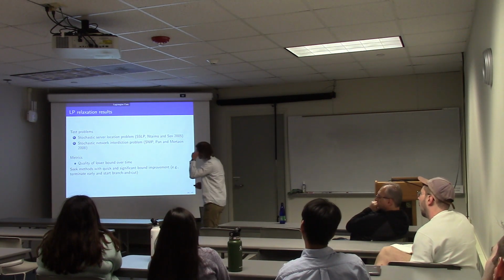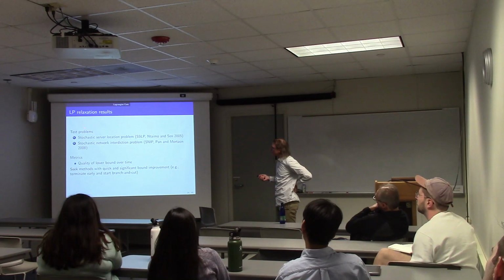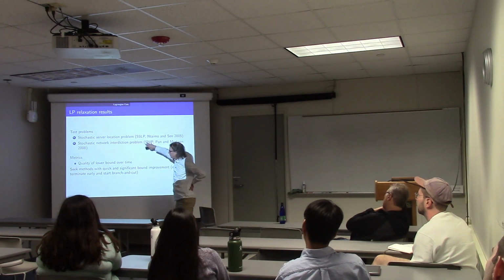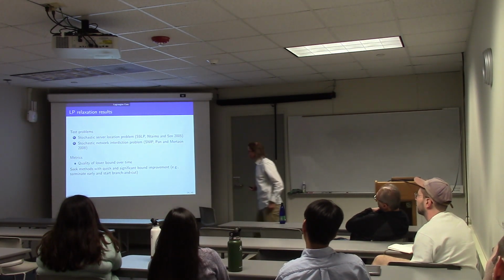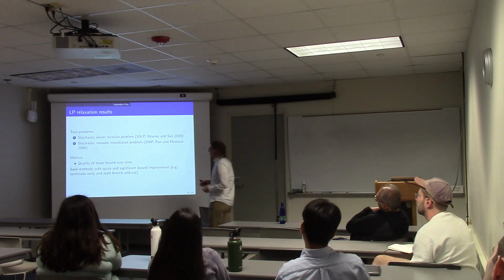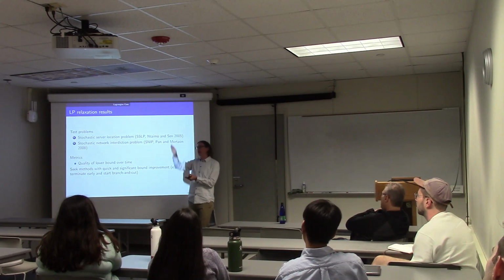Okay, so I'll just try to highlight a little bit how this works. We've looked at two test problems. One is called the stochastic server location problem, and the other is a stochastic network interdiction problem. So two different stochastic integer programs. And what we're going to be looking at primarily is observing, as time goes by and I'm generating cuts, how quickly does my bound improve?